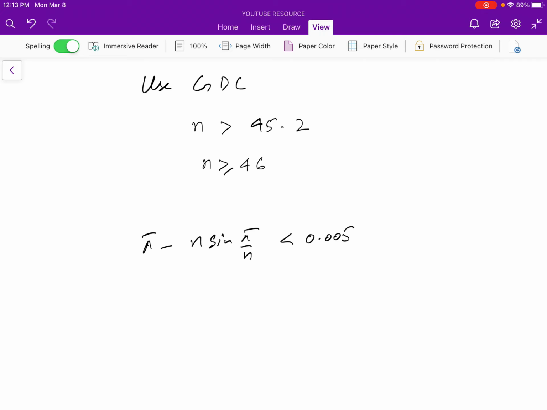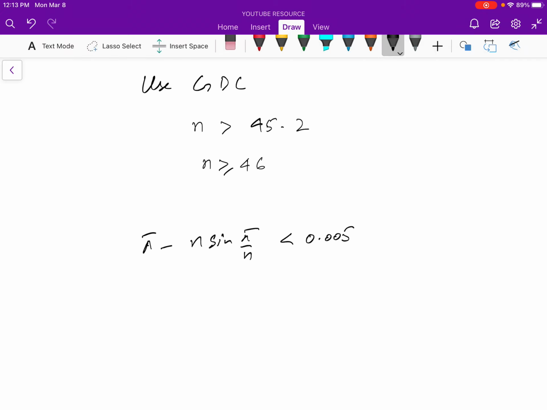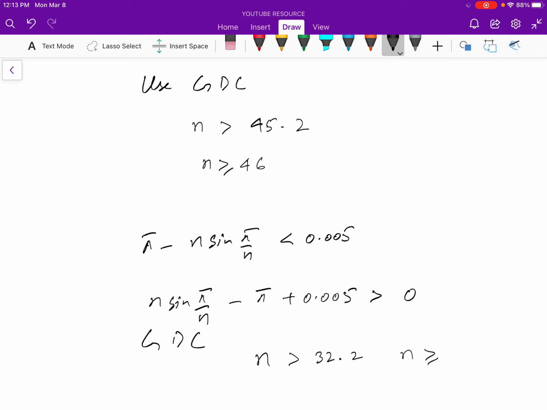So when we solve this equation using the GDC, let me just bring everything on one side. So that can be n sin pi over n minus pi plus 0.005 greater than 0. So you have to use the GDC to solve this equation, and you will find that n should be greater than 32.2, I guess. So it's n greater than or equal to 33.